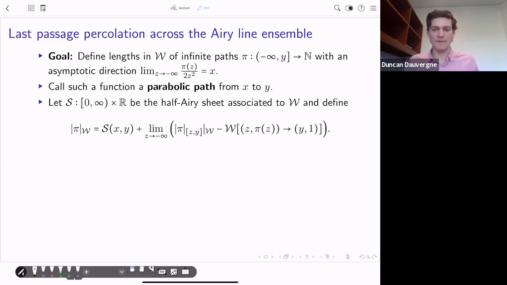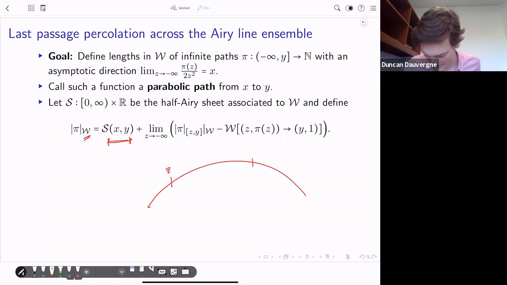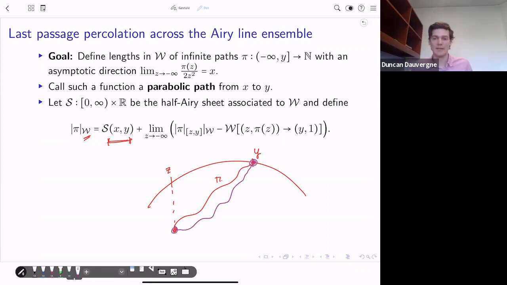And how am I going to try and define the length of such a path? Well, the best possible length should be your last passage value. And that's just the Airy sheet value. So we're going to start by saying, okay, the length should just be the Airy sheet value. But we should have a correction of this Airy sheet value, which is, how close did our path get to the best possible path? And so how do we express this? Well, basically, you're just going to truncate your path and see, well, how close is it getting to the best possible path on every finite segment? So you kind of estimate, well, this term in here is how close was your path to the actual last passage value between its endpoints.